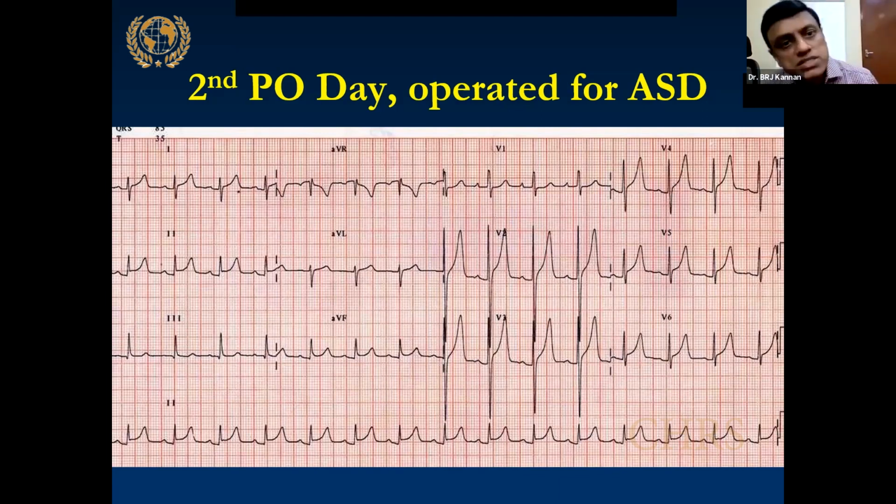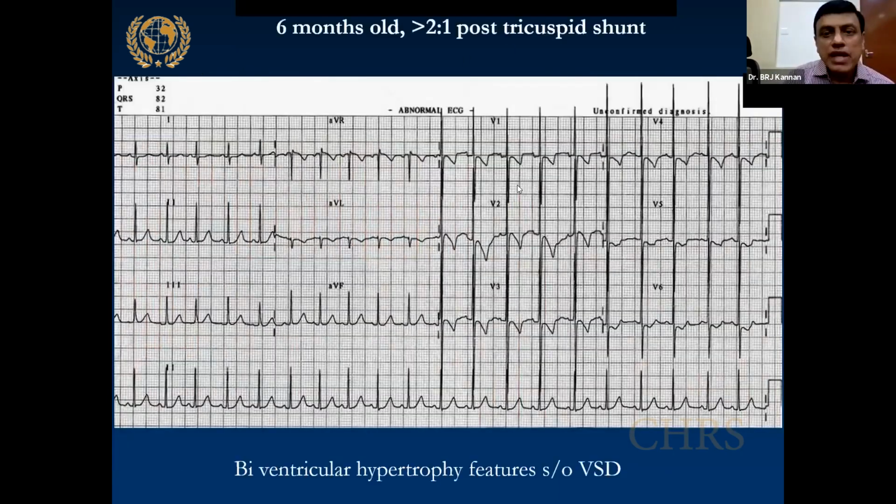So it's a 6-month-old child, more than 2:1 post-tricuspid shunt. I have simply given it as post-tricuspid shunt. So very classical ECG of biventricular hypertrophy, what we call as the Katz-Wachtel phenomenon. This is a feature of a large VSD. Now, another example of a large VSD, which we have commonly seen, so there is nothing to discuss.